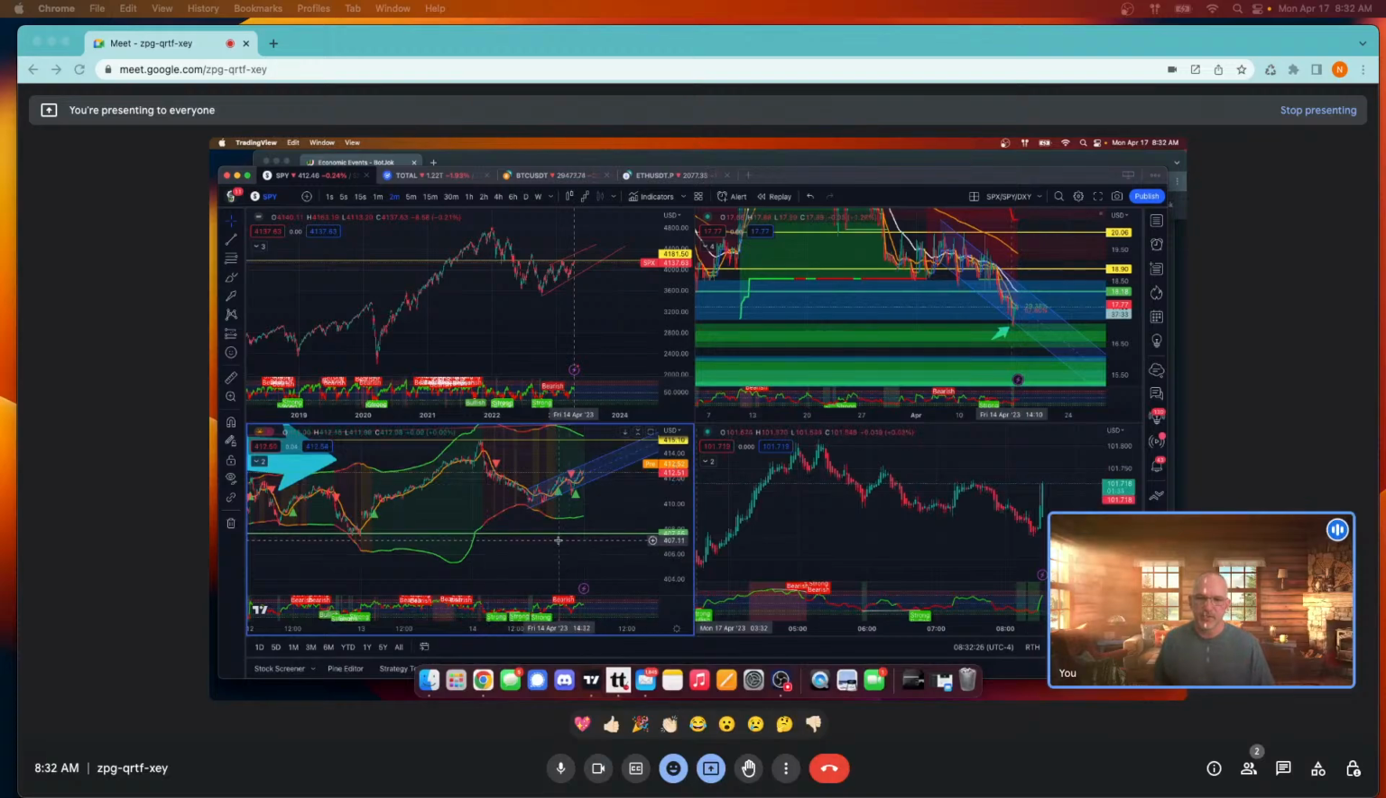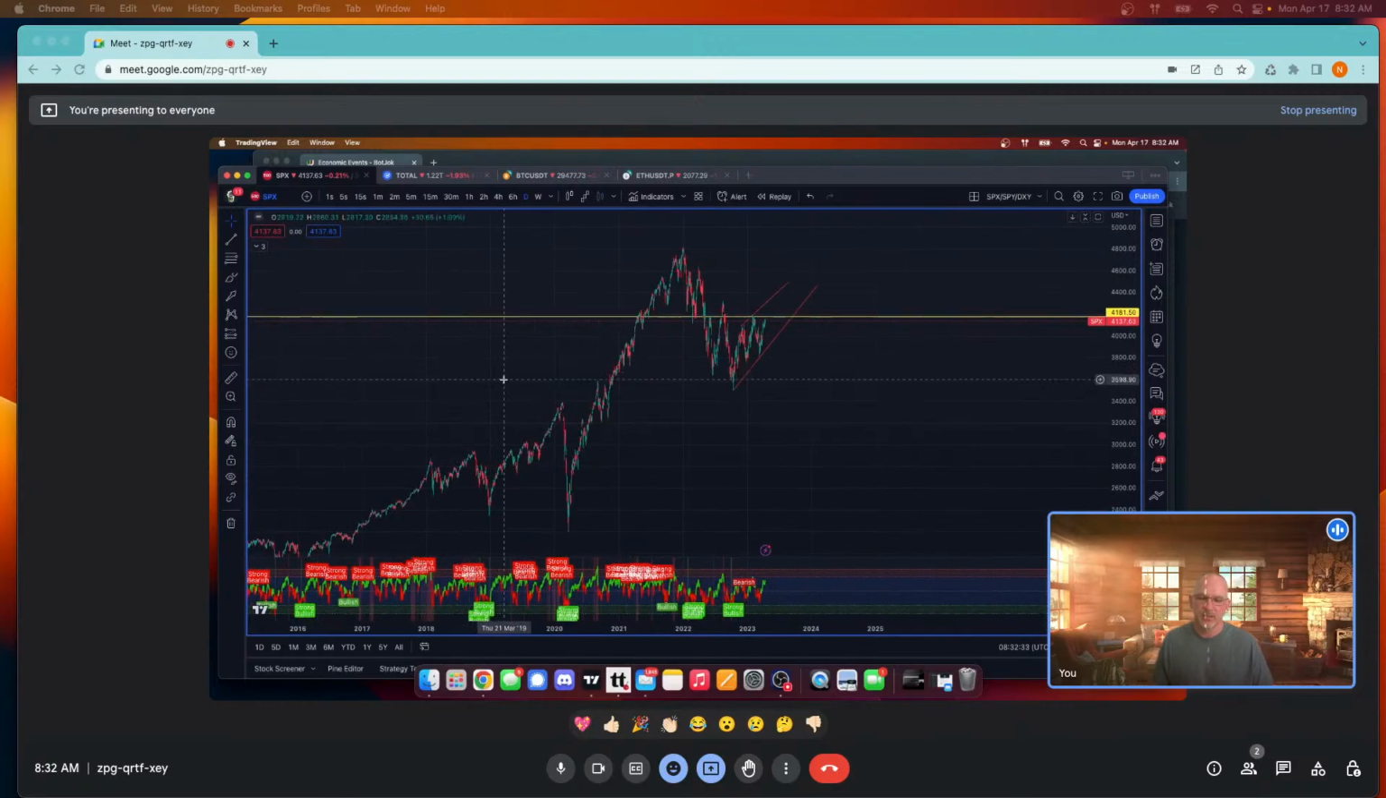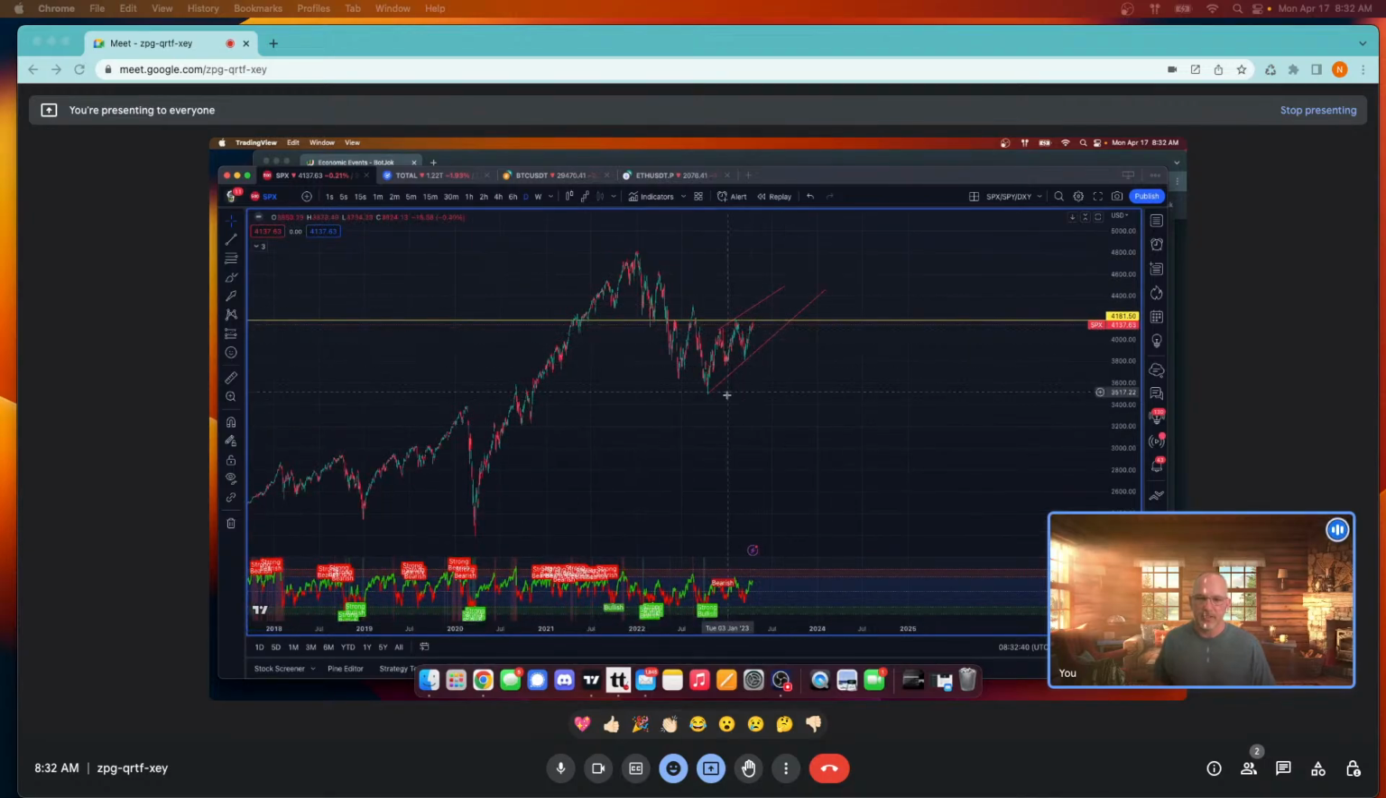You can see this pre-market's already starting to pull back like we had talked about. But let's start off with the SPX. Like you guys know, I like to start off with stocks because the stocks are going to dictate what goes on in the crypto market. So this is kind of what I've been following on the SPX.